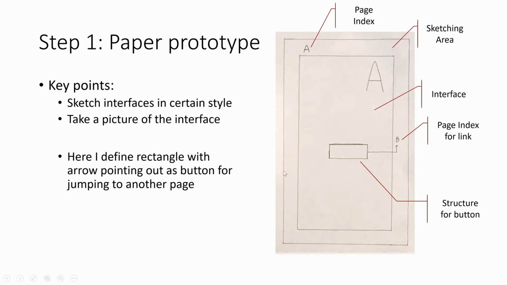The largest contour is defined as the whole sketching area, which means all interface elements need to be drawn here. The inside rectangle is used to imply the interface area, which will be imported as the web interface. Inside the sketching area and on top of the interface area, users are required to put an index for the page, and I use letters here. As for a button, I defined a rectangle with an arrow pointing out as a button, and the letter at the end of the arrow implies the page index to jump to.